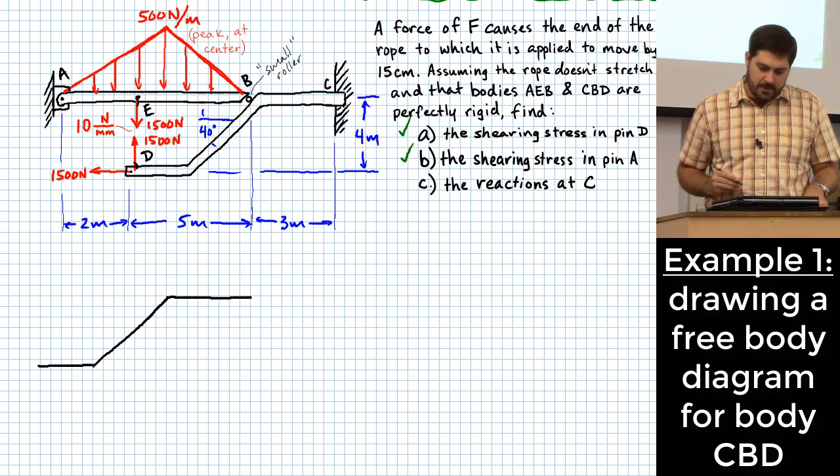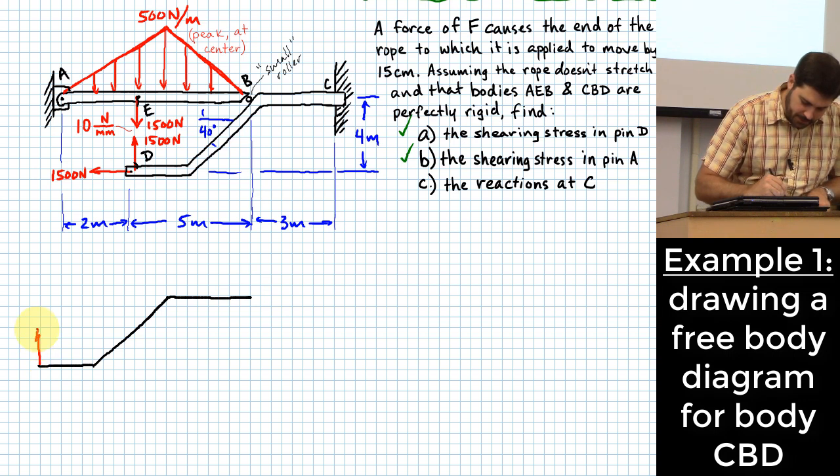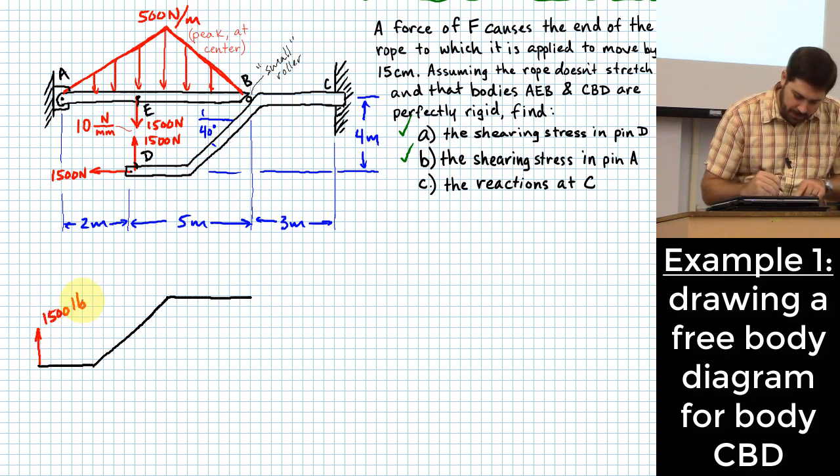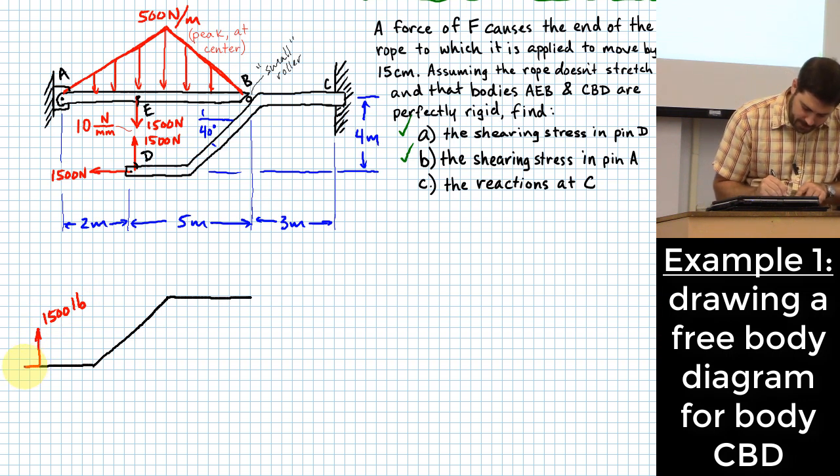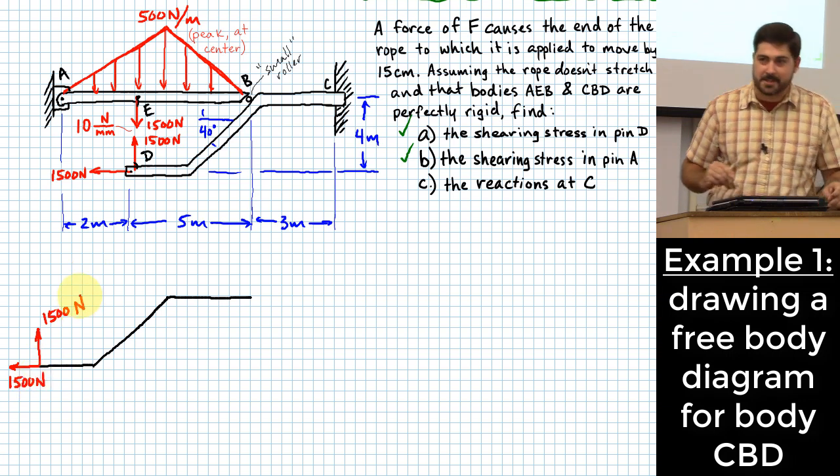And a couple of those forces are easy for us to remember, right? 1,500 pounds at point D there, and another 1,500 pounds going to the left right here. Excuse me, newtons. Haha. Not the same thing, is it?